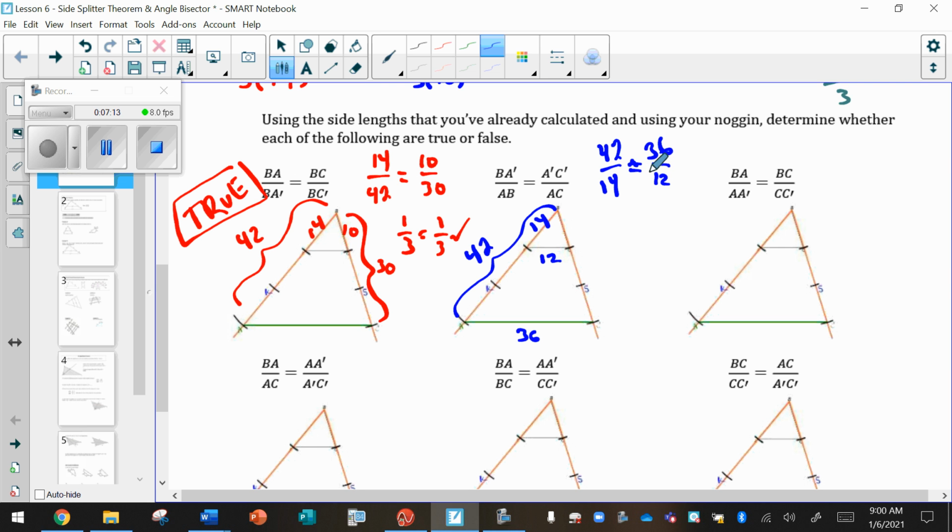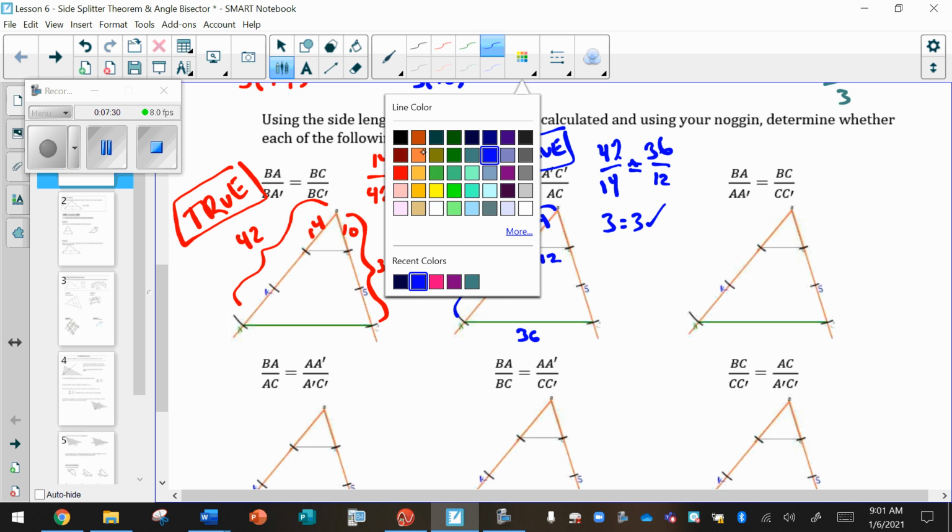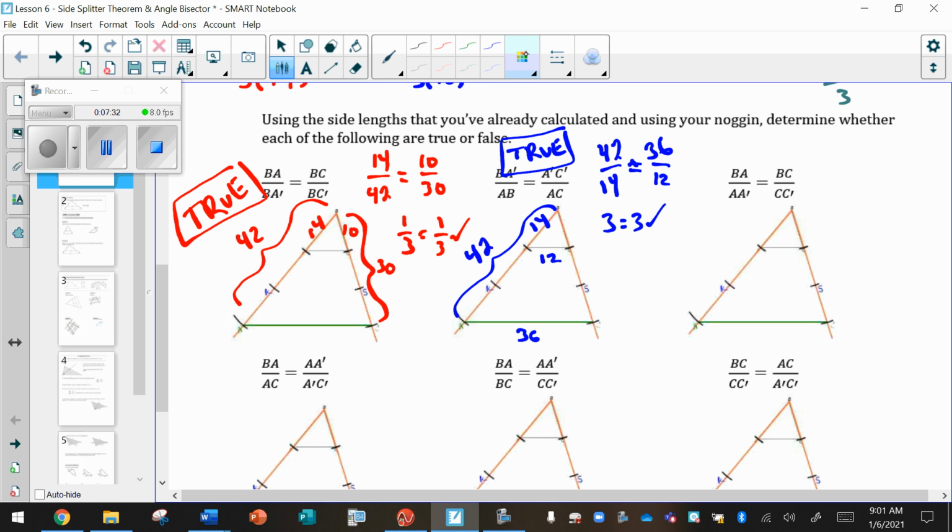So we can either cross multiply or just reduce both of these fractions. 42 divided by 14 is 3. 36 divided by 12 is 3. So that one is also true. Let's move on to the third one, and hopefully I do this right the first time.